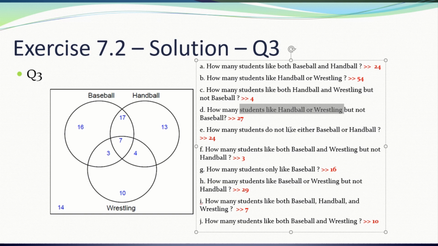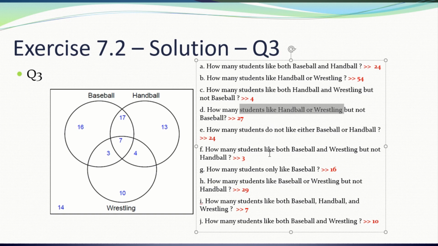How many students do not like either baseball or handball? That means they don't like baseball, they don't like handball. These two are out, they don't like this. So you are left with 10 who only like wrestling and 14 who like nothing. That means these two are out. You don't want these two already. So you are left with 14 plus 10, 24.